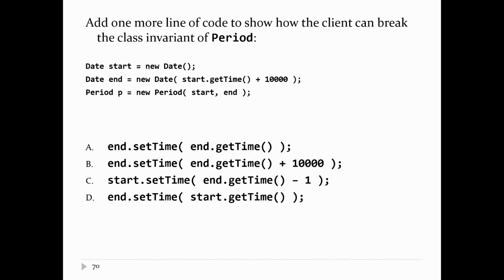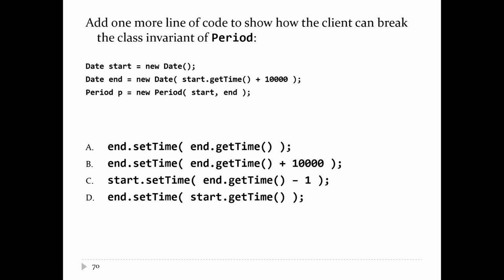Now, if you write some code that uses your Period class, you make a start object, you make a start time, you make an end time. Notice that in making the end time, we use start.getTime, so that's the same time as the starting time. And then we add 10,000, I think that's milliseconds. So you add 10,000 milliseconds to the time, so the end time really is after the start time. And then you make a new Period object.